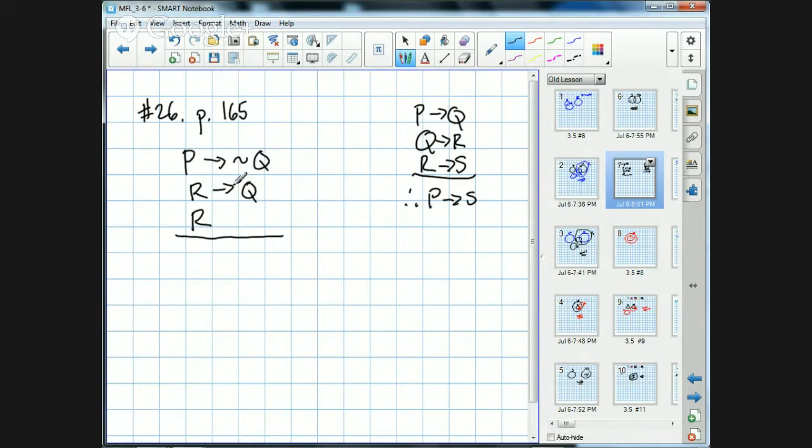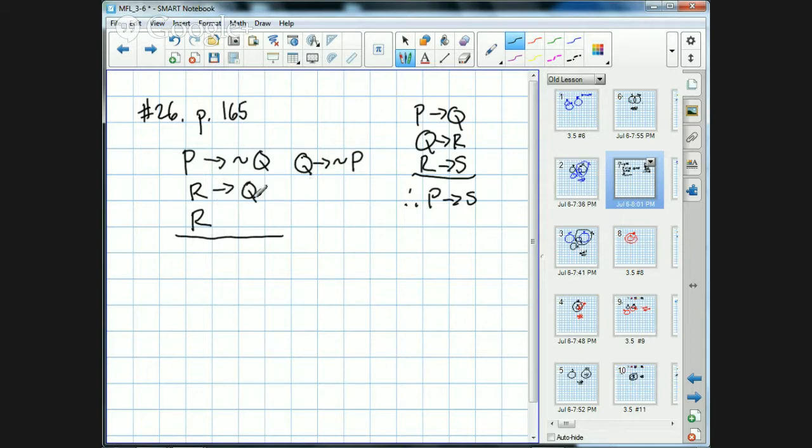So we got to do some rewriting. What can we do to rewrite this one? This if P then not Q. There's no other nots on the Q's. So what can we do? Can't we use the contrapositive? Yeah. If not this one, then not that one. Well, what's not Q? It's just Q. And the negation of P.